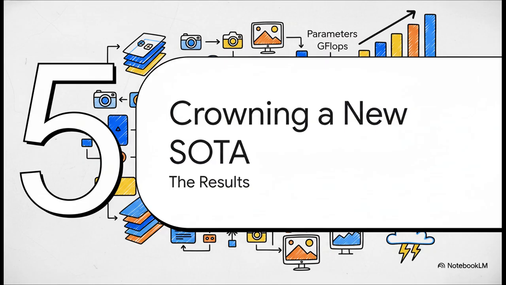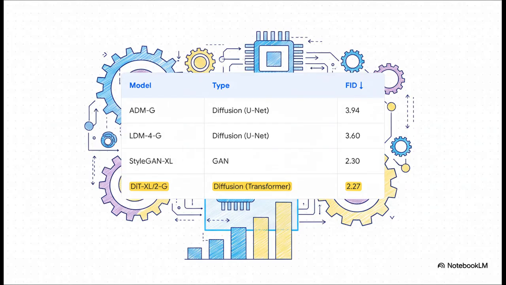Okay, so this is the payoff. They've got this slick new architecture, they've found the right way to condition it, and most importantly, they've uncovered this beautiful scaling law. So, how did it actually do against the reigning champs? They put their biggest model, the DiT-XL/2, to the test on the super competitive 256 by 256 ImageNet benchmark. And it didn't just squeak by with a win. It was a total domination.